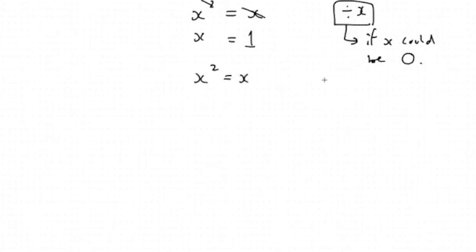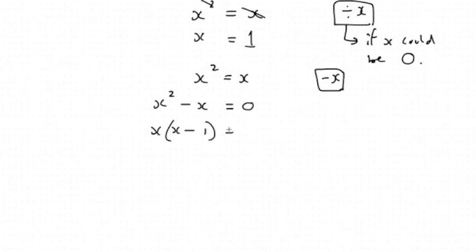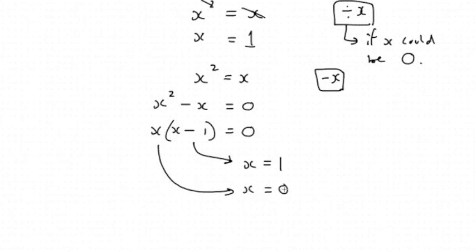Better than dividing by x is this. x squared is x. Take the x from both sides. So we end up with x squared minus x is 0, effectively a quadratic. Factorise: x(x minus 1) is 0, and that gives us our two solutions. Firstly, from here we've got that x is 1, which is what we had before, but we've also got that x is 0. So if you're dividing by something that could be 0, you're going to be losing solutions.